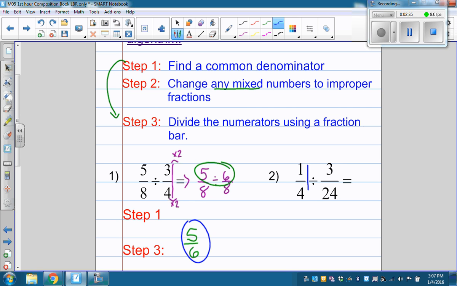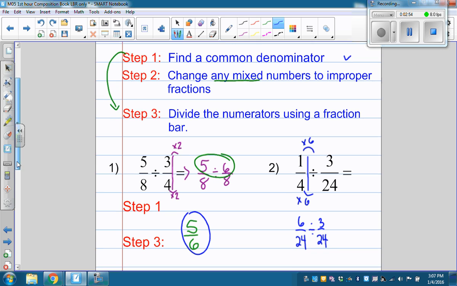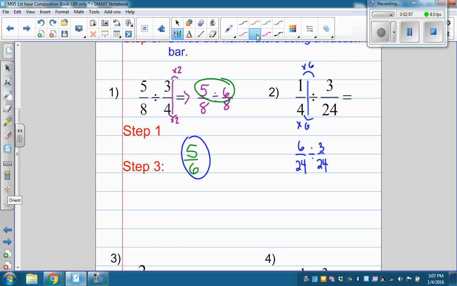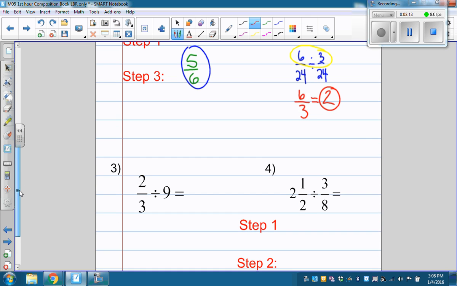Let's do that again. Problem 2, common denominator would be 24, multiplying by 6. So I get 6/24 divided by 3/24. That's step 1. There are no mixed numbers, so I skip to step 3. I make a fraction out of the numerators. 6 divided by 3 is 2. So my final answer is 2. Let's do that one more time.